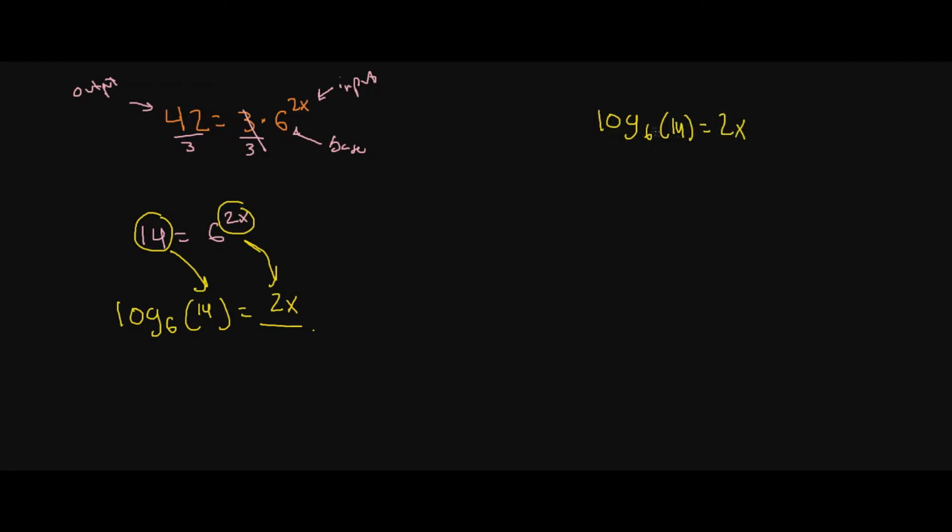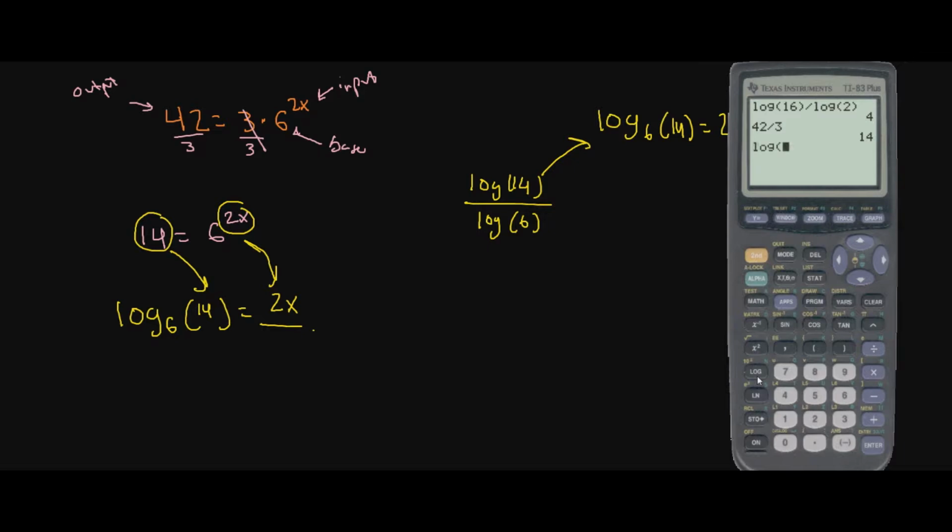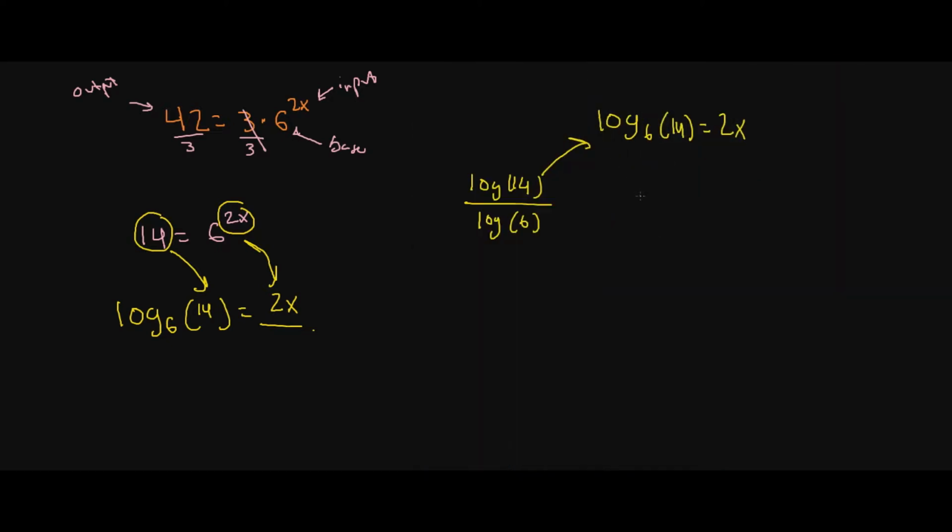Well, to solve this problem, let's use our change of base formula. Let's use that on this. Let's type log of 14 divided by log of 6, and let's figure out what that answer is right there. So we do log of 14 divided by log of 6, and we're going to get 1.4728. So we get 1.4728 is equal to 2x.